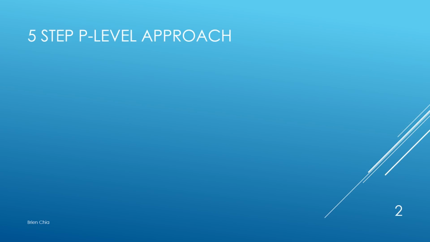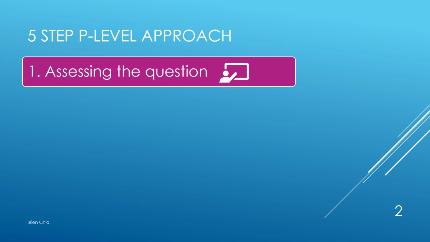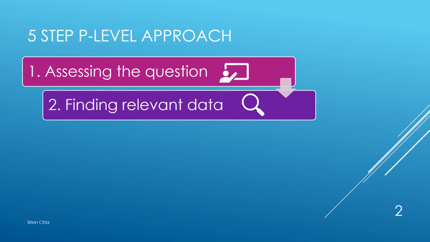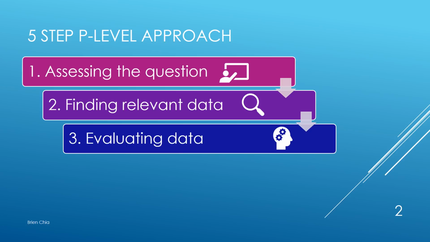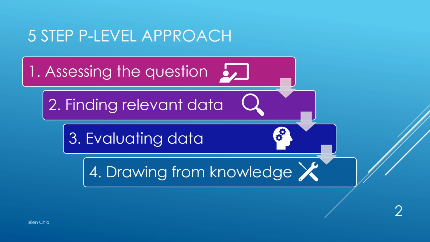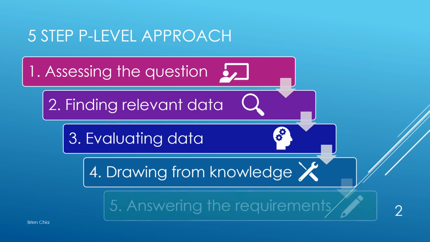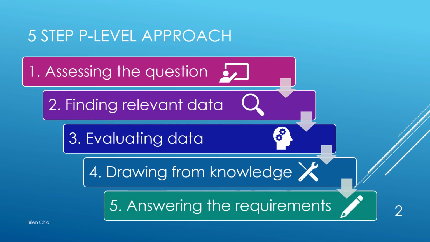In this video we will be approaching the question using a 5-step approach which can apply to any P-level paper in the ACCA examinations. The first step will be to assess the question. That means you're going to read the question and see exactly what the question is looking for. You're going to find relevant data in the question scenario. You'll be evaluating that data for suitability, whether it's useful or not to you. You'll be drawing from your knowledge which you have studied and trying to evaluate that data and think how do you answer the question. And finally, step 5, you will answer the requirements of the question. This is very important so that you don't write out of point.